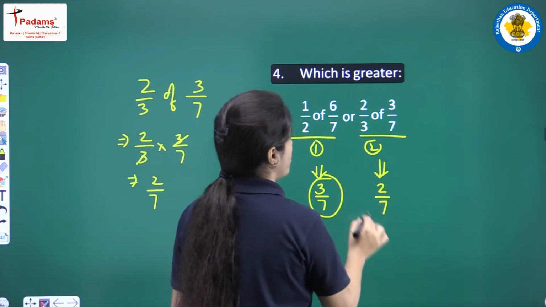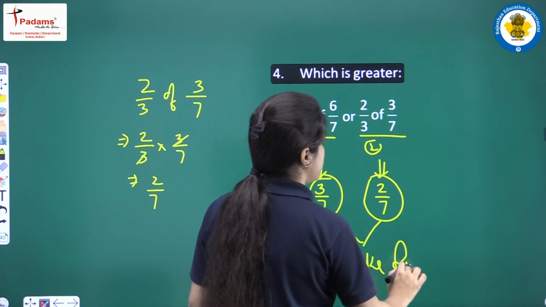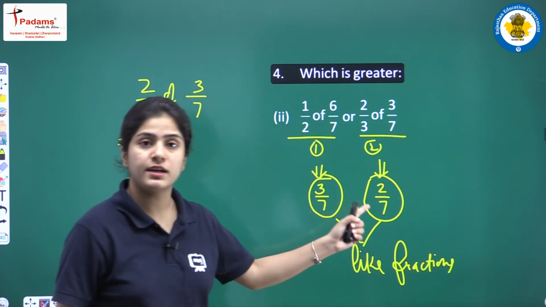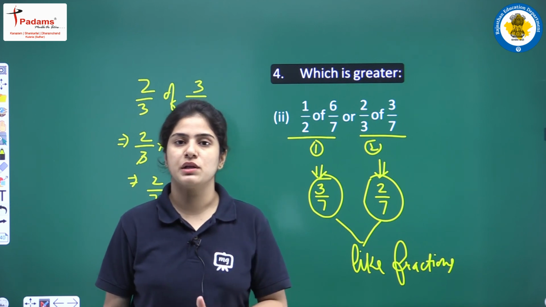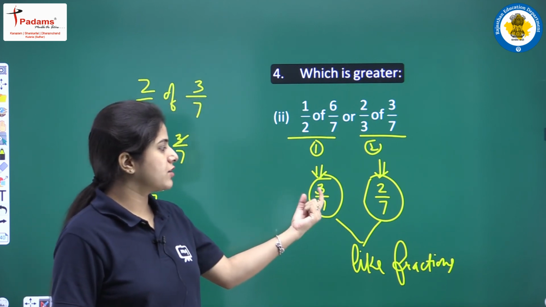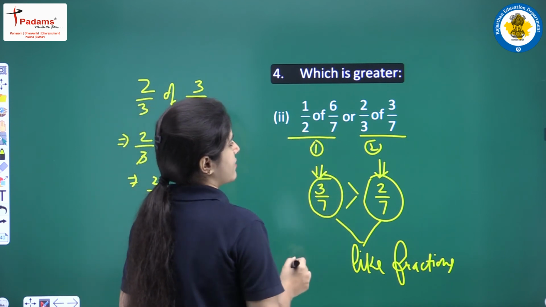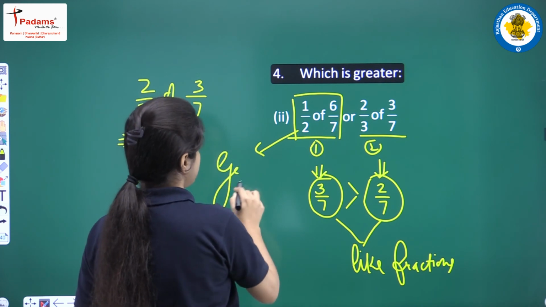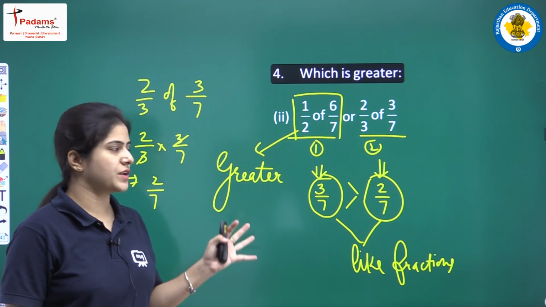Now students, these both are like fractions, okay, because their denominators are the same. So we can easily compare them. The greater the numerator is, the greater the fraction will be, okay. So the numerator of this one is greater, so the fraction which is greater is this fraction, 3 upon 7. Alright students, so this is greater, okay.